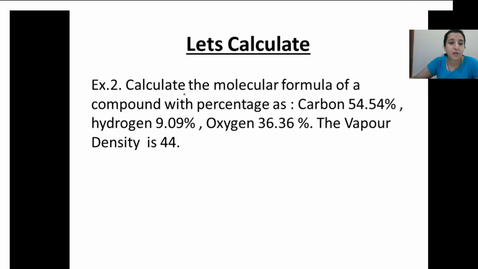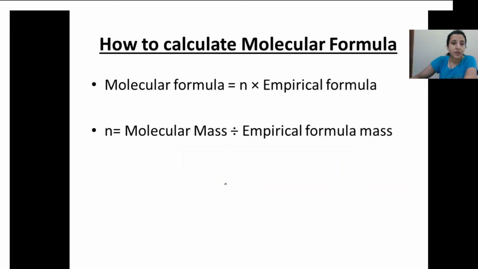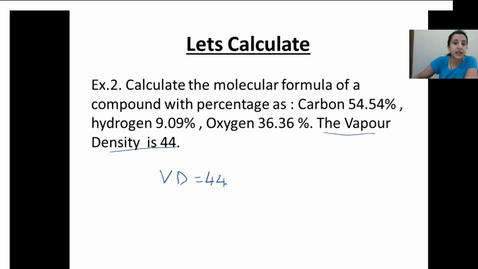Now we take up one more question. Calculate the molecular formula of a compound with percentages of carbon 54.54%, hydrogen 9.09%, oxygen 36.36%, and one more term is given: the vapor density is 44. We write vapor density as VD also. So can you see? For molecular formula, it is n into empirical formula. So we have to first calculate the empirical formula.